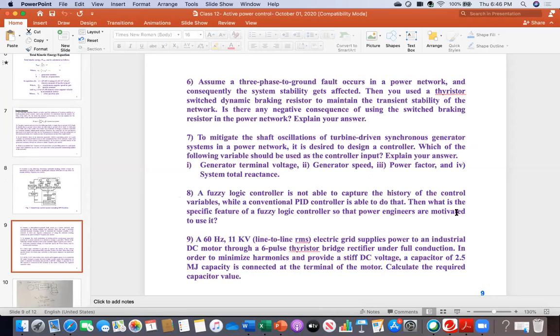So when the question is what is the specific feature of a fuzzy logic controller so that power engineers are motivated to use it, you will say that a fuzzy logic controller is a nonlinear controller. And it is based on simple if-then rules. It is based on simple arithmetic, simple algebra. You don't need any trigonometry, any geometry, any calculus.